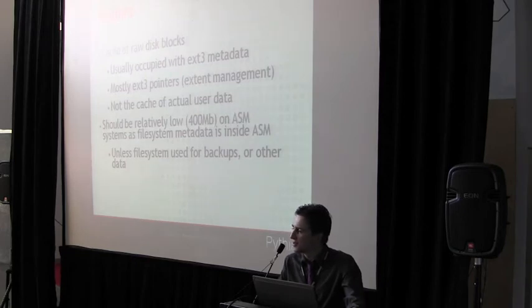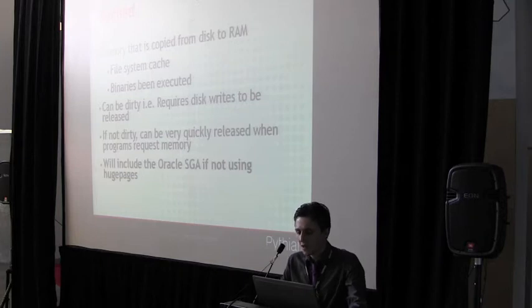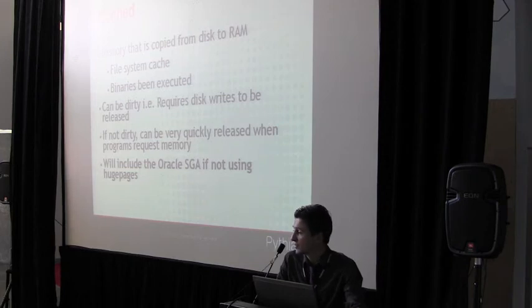Buffers. Buffers is not the file system cache. Buffers is raw disk blocks. And the difference between buffers and cached is associated with the file handle. Buffers are physical addresses on block devices. Usually ext3 metadata is in buffers. Cached is memory that is copied from disk to RAM and includes shared memory segments if they don't use huge pages. It can be dirty, it may require to be written to disk.